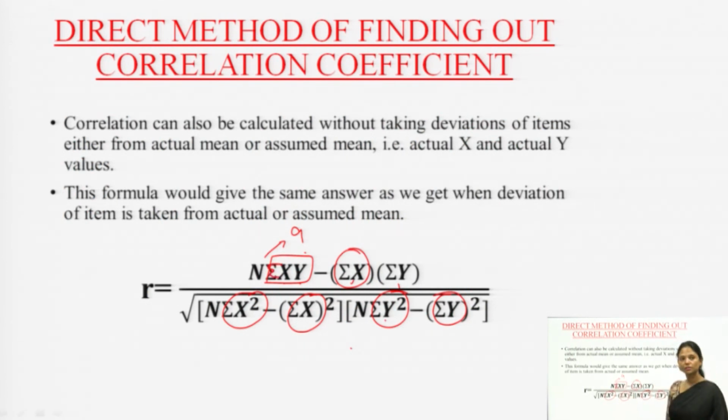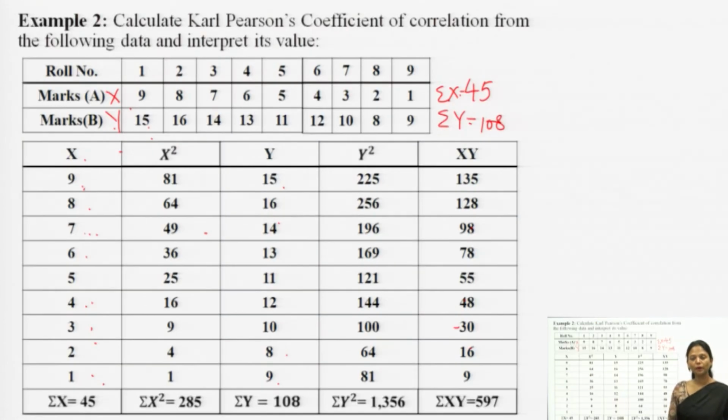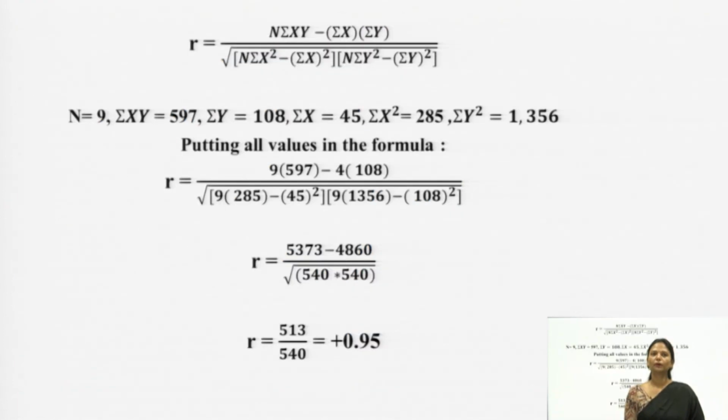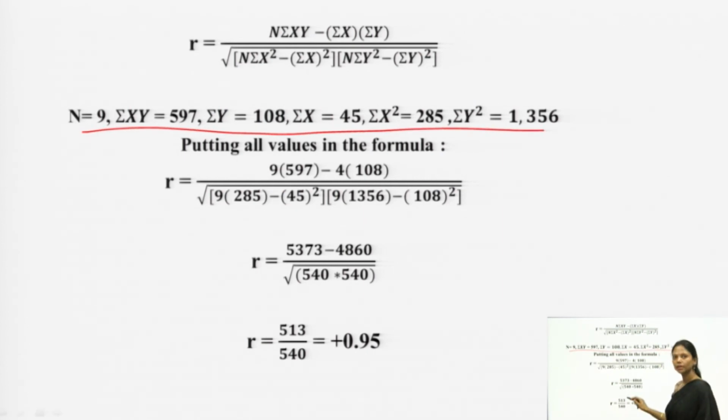The formula is asking me for summation. What does this summation say? Summation says I am supposed to add all my values of x multiplied by y. That means I will add all these values to get my value of summation of x y, that is 597. Putting all these values which I have obtained from this table into my formula, what do I have now?